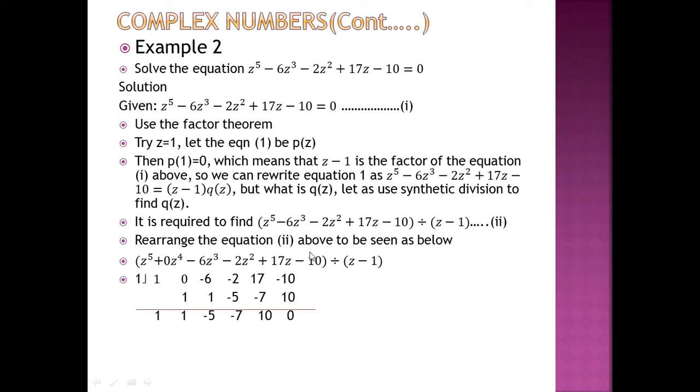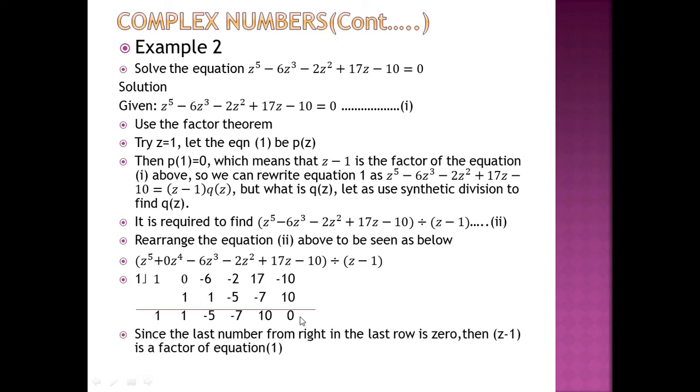Then we put 1 here on the left, and we put all the coefficients on the right: 1, 0, negative 6, negative 2, 17, and negative 10. And then as normal we drop down the first coefficient to the bottom, and we multiply 1 times 1, we have 1, then we add these two numbers. After all the procedures we have this row below. Since the last number in the last row is 0, z minus 1 is a factor of the equation.